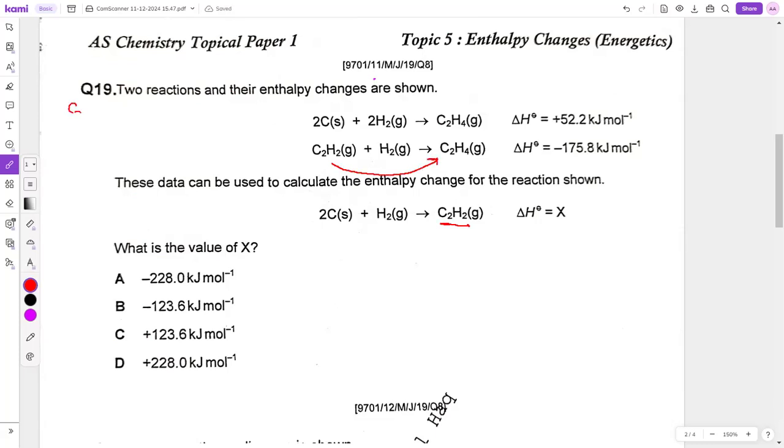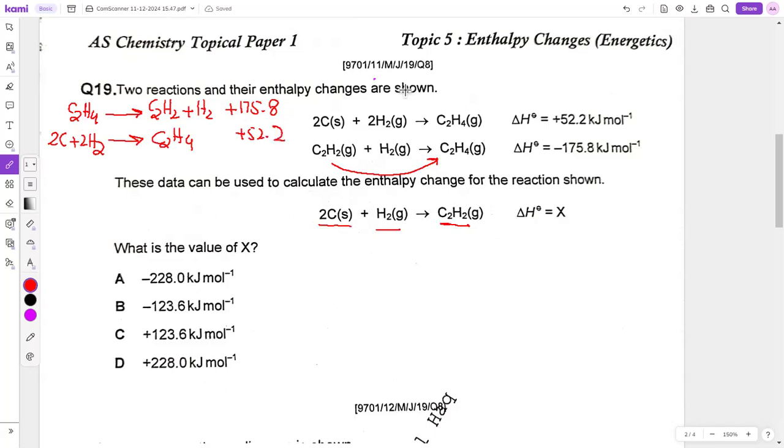So when I flip this equation, the second one, what I get is C2H4 going to C2H2 plus H2. So when I flipped this, its enthalpy change will also be flipped, beta. Sign is changed. And does the first equation have to be flipped or not? How did you know that the first equation should not be flipped? We need carbon and hydrogen on left hand side. And in the first equation carbon and hydrogen are on the left side, so this is 2C plus 2H2 goes to C2H4 and enthalpy change is plus 52.2.